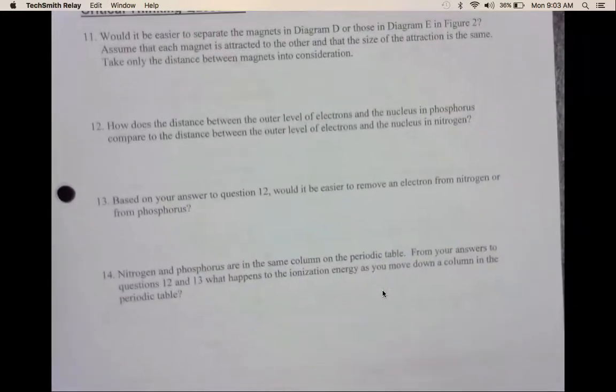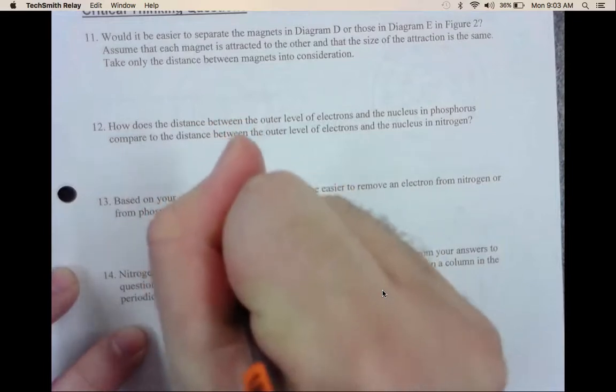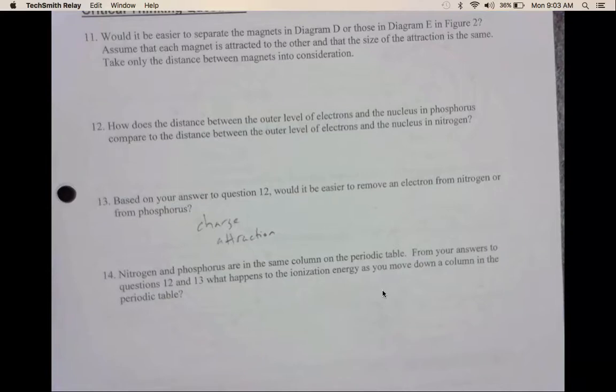Then question 13. Would it be easier to remove an electron from nitrogen or phosphorus? When you're thinking about these, again, it comes back down to charge attraction. What you're going to have to do to solve 13 and 14 is calculate the charge attraction and then compare charge attractions to determine whether it's easier or harder to remove an electron from nitrogen or phosphorus.